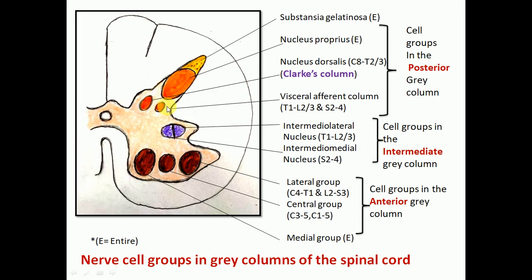And lateral to this, on the base of the posterior gray horn, there is the visceral afferent column, present between T1 to L2 or L3 segments as well as sacral segments 2, 3 and 4. That receives the fibers coming from the visceral afferent roots. So, this is about the nuclear cell groups present in the gray column of the spinal cord.